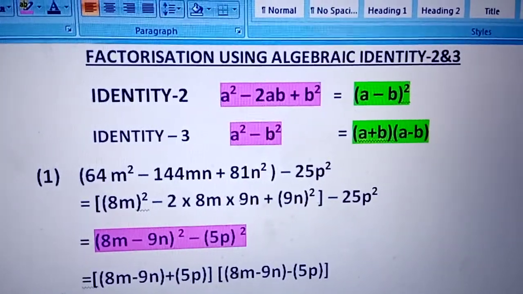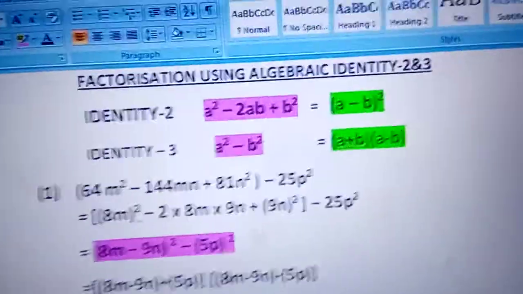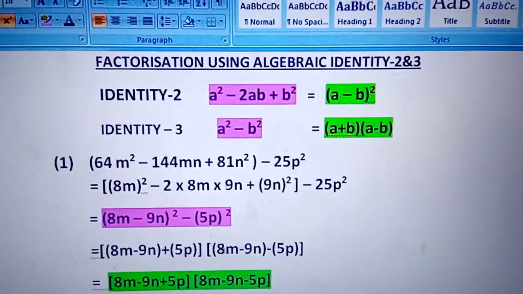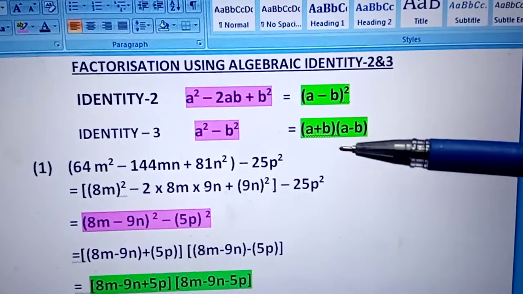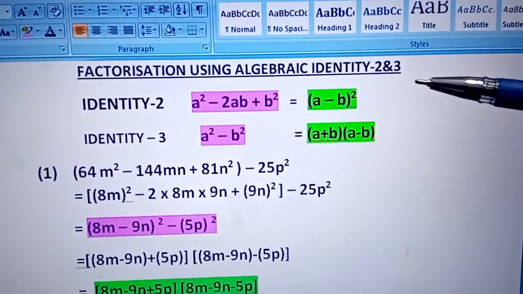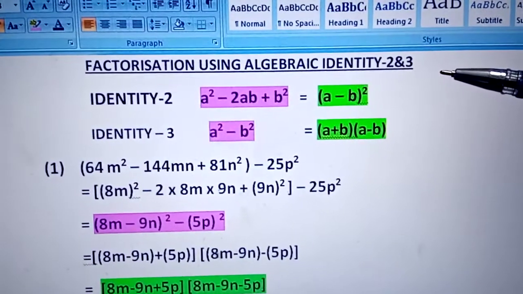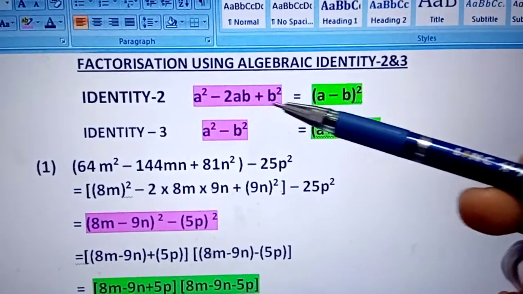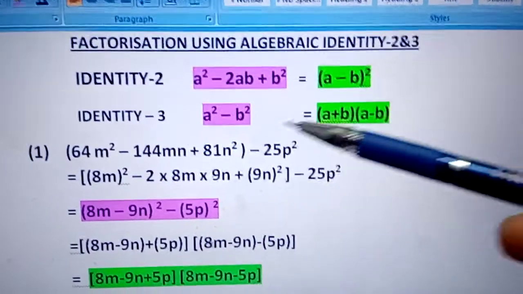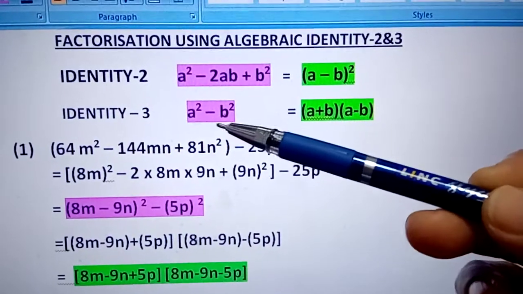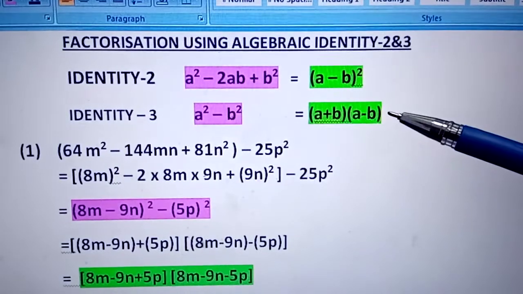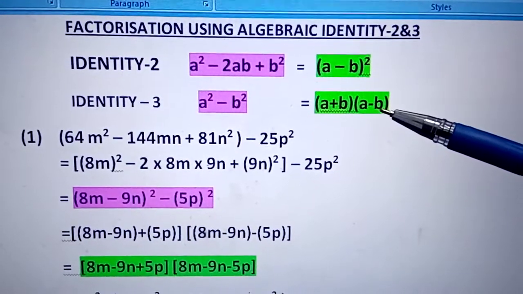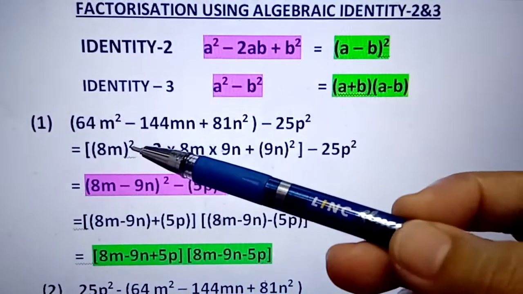Okay students, now we are going to see factorization using more than one identity. Here I have taken an example of identity 2 and identity 3 both. You know this is identity 2, a square minus 2ab plus b square is equal to (a minus b) whole square, and identity 3, a square minus b square is equal to (a plus b) into (a minus b). First bracket has plus sign and second bracket has minus sign. Now see the question.